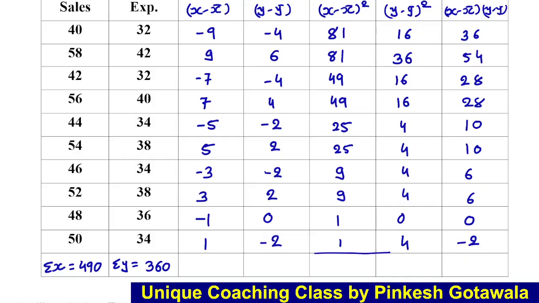Now total them. 81, 81, 49, 49, 25, 25, 9 plus 9, 1 and 1, the total is 330. Then 36, 4, 4, 5 times, the total is 104. Then 36, 54, 28, 28, 10, 10, 6, 6, minus 2, the total is 1.